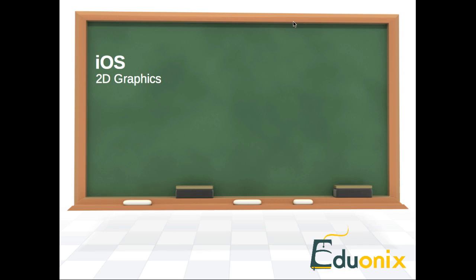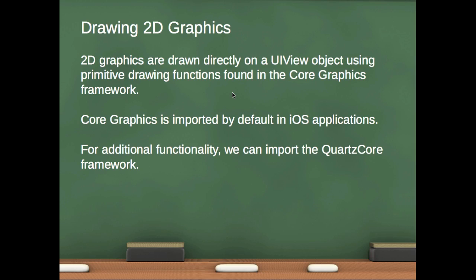Hi, in this discussion, which is divided into two parts, we're going to talk about 2D graphics under iOS. So, drawing 2D graphics is really pretty simple. We draw 2D graphics directly onto a UIView object. So we instantiate a UIView, and then within that UIView, we use a method called drawRect, which is where we use primitive drawing functions and other functions found in the Core Graphics framework.